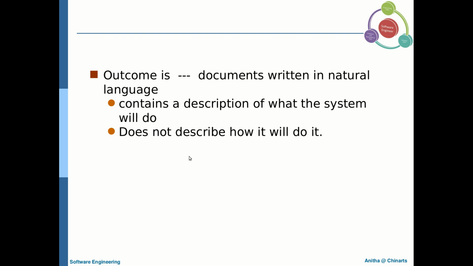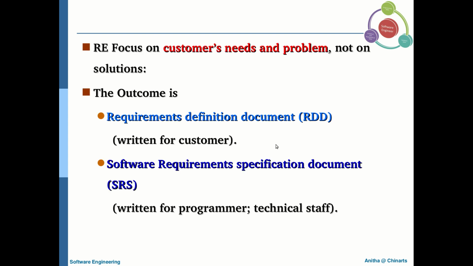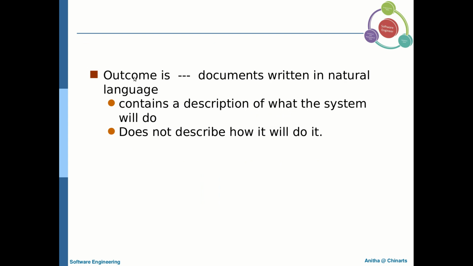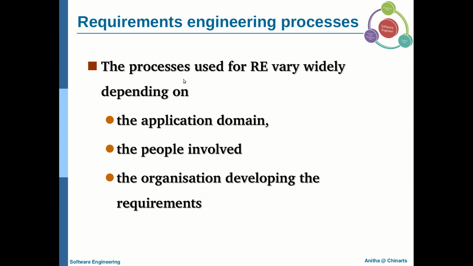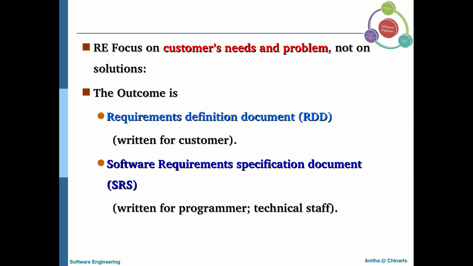So the outcome, as already told, of this particular phase will be the document written in natural language, and this document contains a description of what the system will do, and it will not describe how it will do it. Now, requirement engineering focuses on the customer's needs and problem and not on the solutions. That is why we say it specifies what the system will do, right? Because the customer's needs and the problem specification will be there in the document, but it is not going to describe the how part, so the solution will not be there.